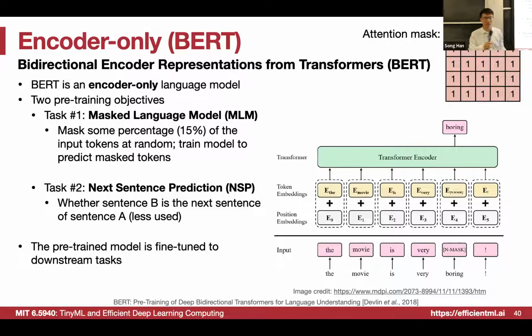The second task, which is less often used these days, is the next sentence prediction. Given two sentences, whether sentence B is the next sentence of sentence A. It's a bit deprecated these days. So using this way, we can pre-train a language model to predict those masked words, and we can use this pre-trained model to fine-tune it to different downstream tasks.